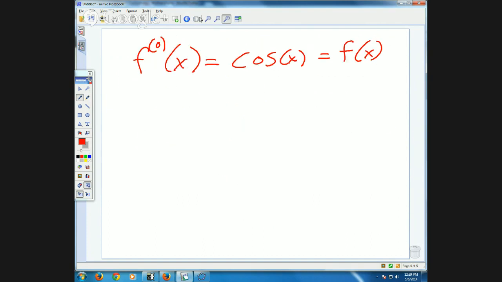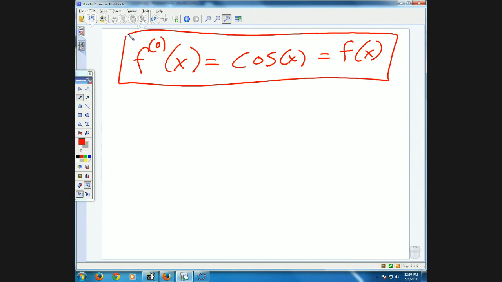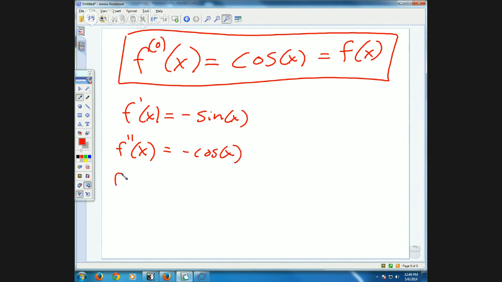Okay, we're going to take a bunch of derivatives, but this is just an important note. The 0th derivative of a function is the function itself, according to that notation. All right, so I'm going to make a table. I'll do the table in a minute. What's f prime of x? Negative sine of x, correct. What's f double prime of x? Negative cosine. F triple prime.